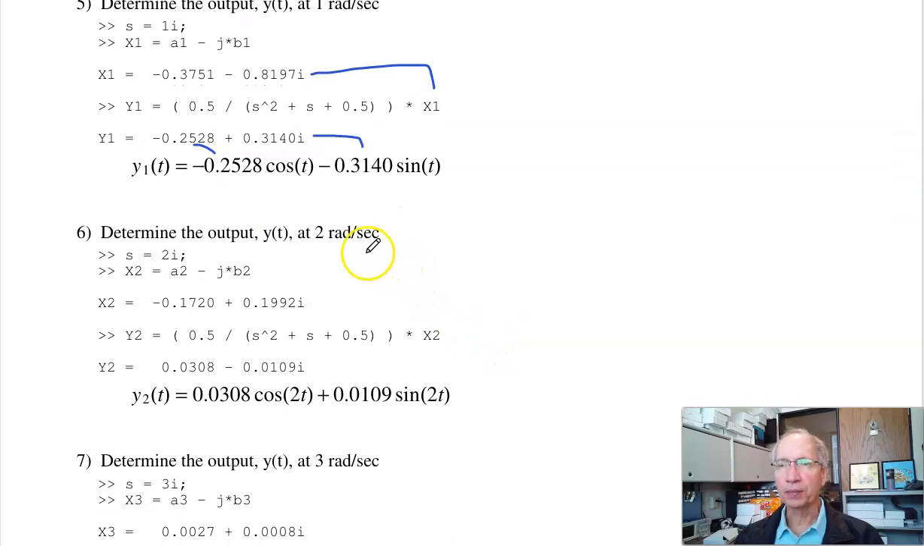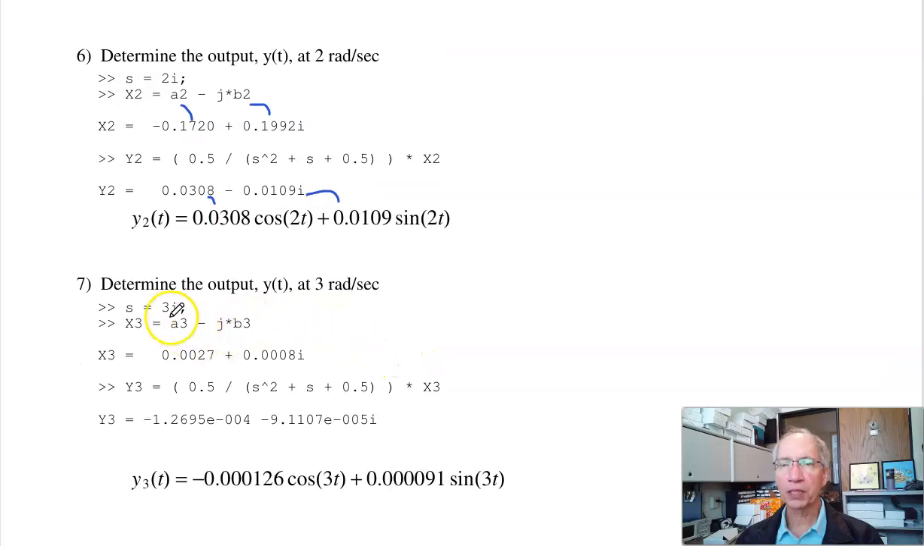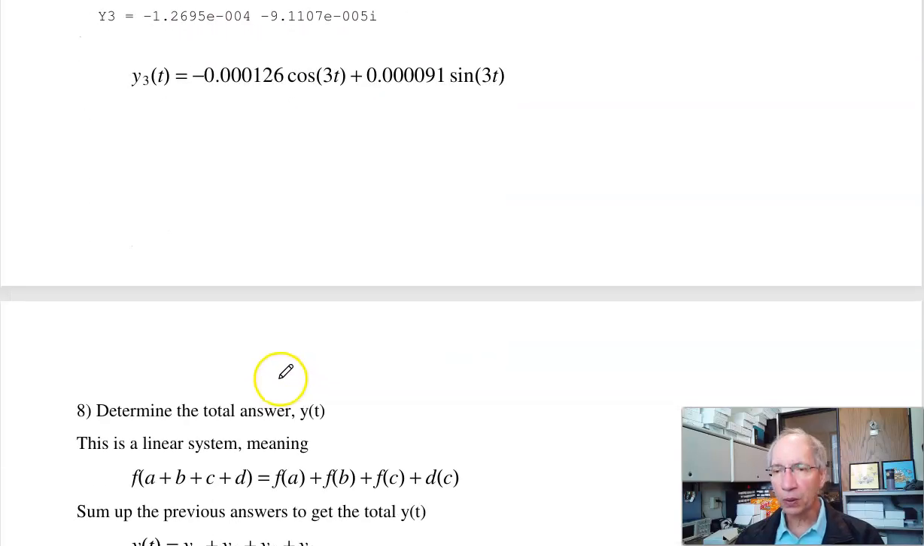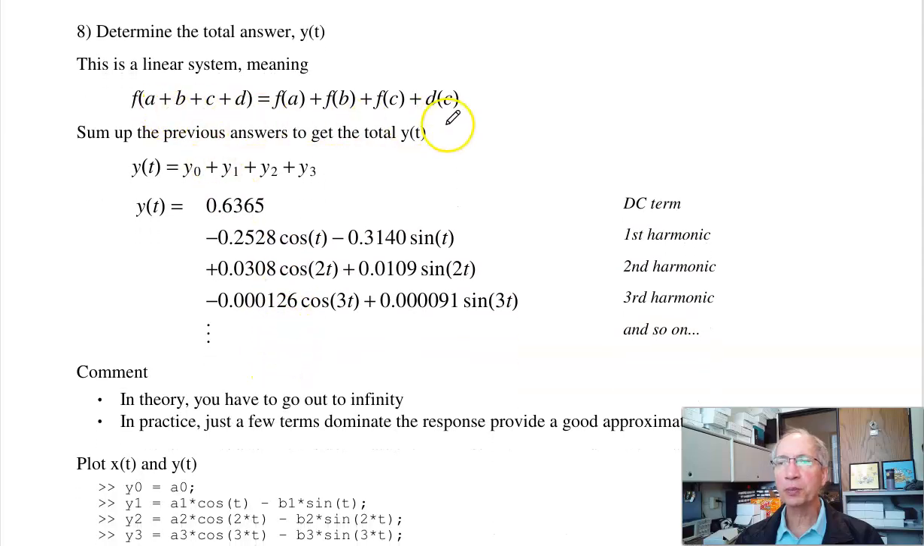At 2 radians per second, s is j2. This is what the input was at 2 radians per second: 0.17 cosine minus 0.19 sine. Output is gain times input. So here's the gain at 2 radians per second times the input, gives a complex number. Real part's cosine, minus j is sine. Likewise at 3 radians per second, and so on and so on. Here's the input, here's the gain, here's the output. The total answer then is the sum of all those parts. Add them all up, I get y of t.